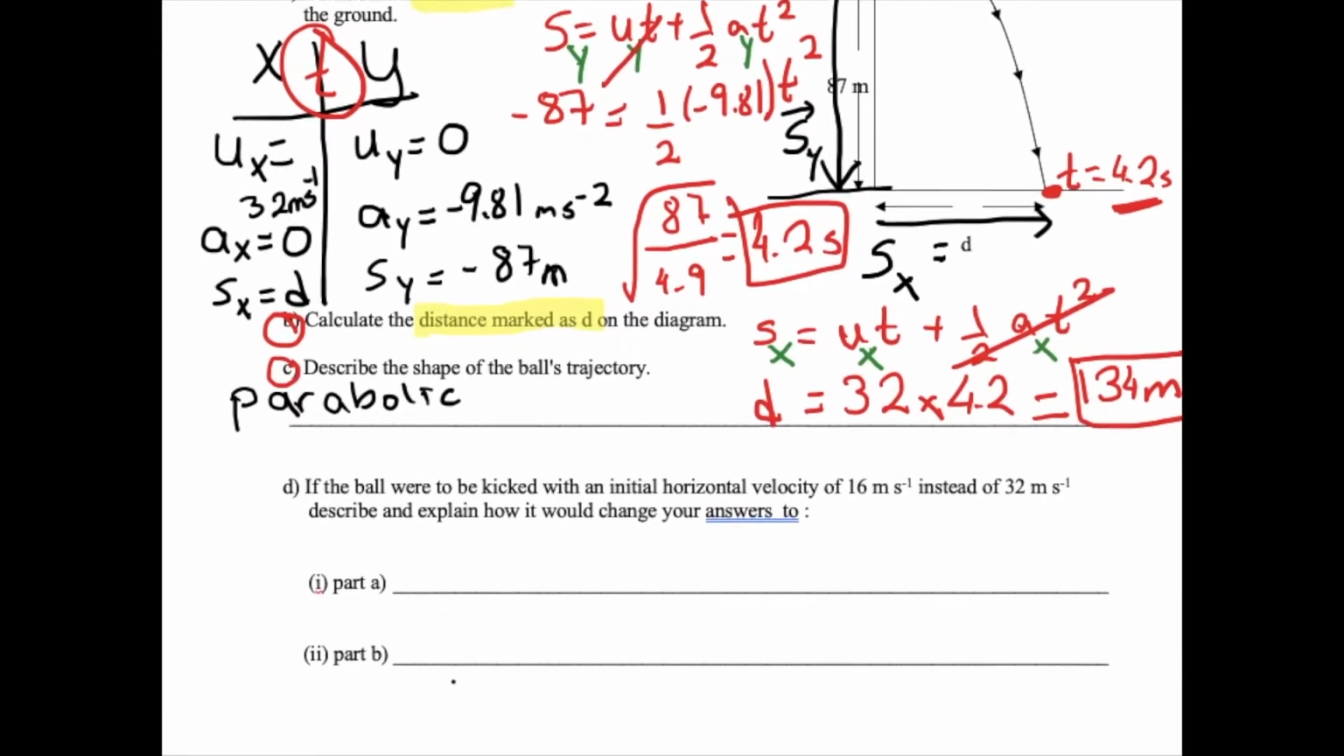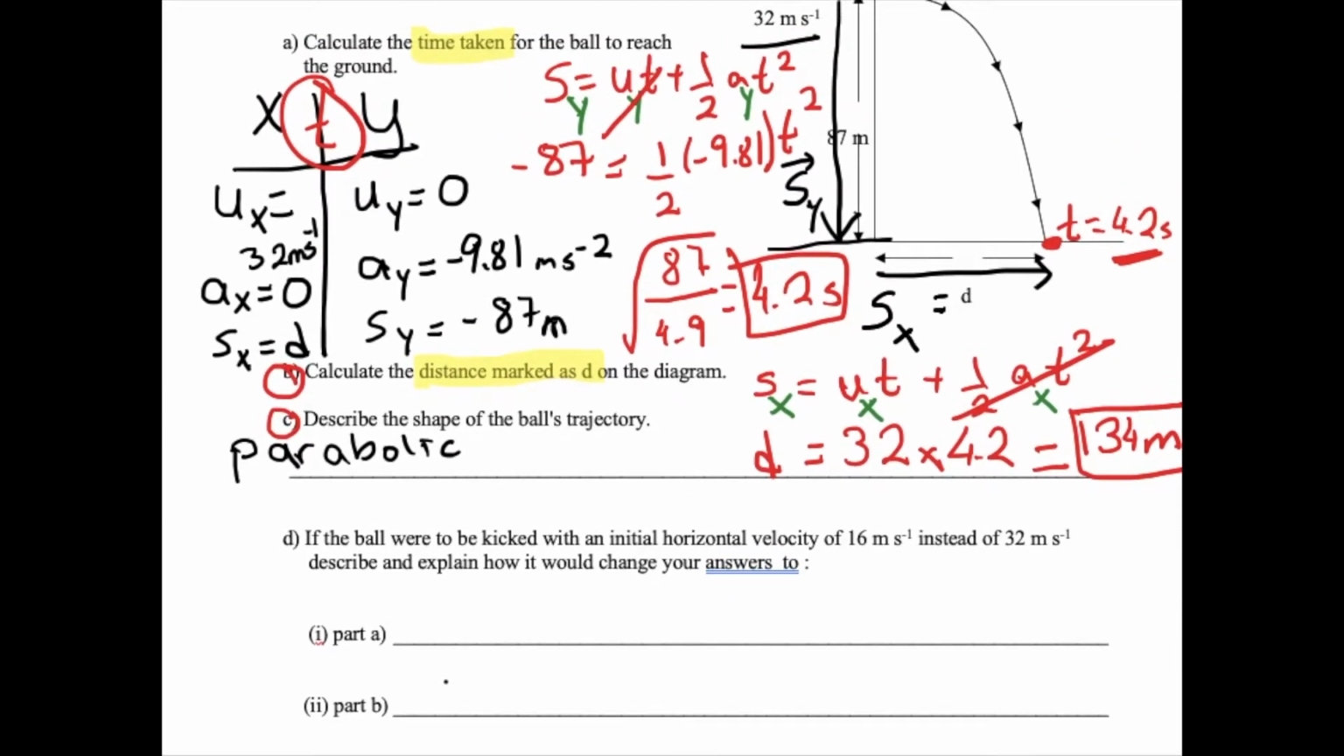The question has another part which says, if the ball were kicked with an initial velocity of 16 meters per second instead of 32. So the question now says, what if this initial velocity in the horizontal is half, not 32 but 16? That is the only thing the question is changing. So to answer part A, look at the solution of part A.